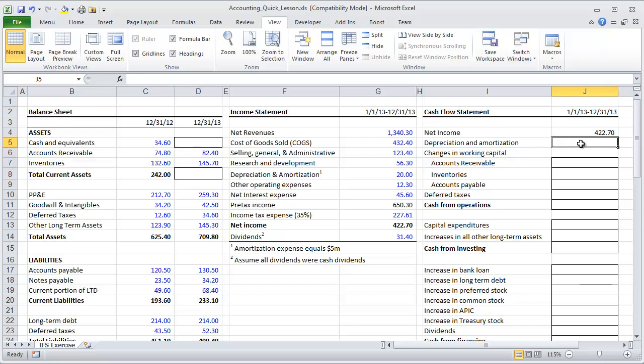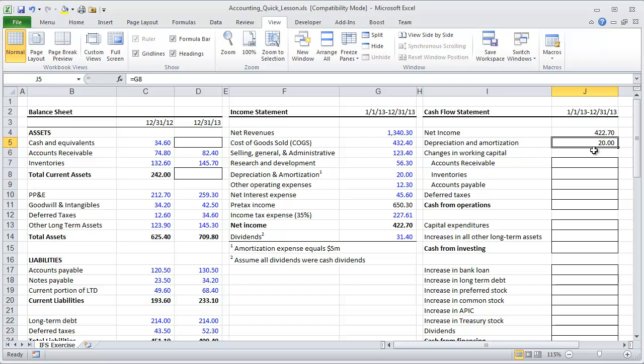the first major add back to get from accounting net income to cash in my pocket, which is cash from operations, how much cash did I generate because of operations? The first major add back is depreciation amortization. I'm going to hit the equal sign, and then with the arrow keys, I'm going to go to depreciation amortization. I'm going to hit enter. And that's a non-cash add back.